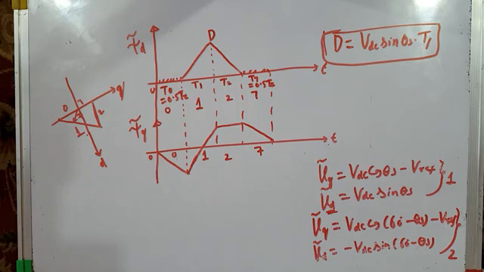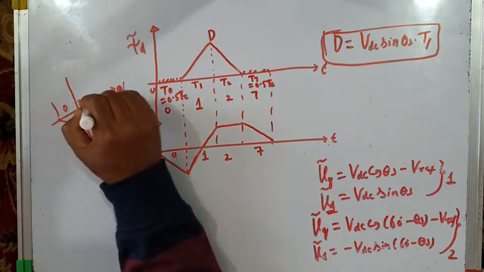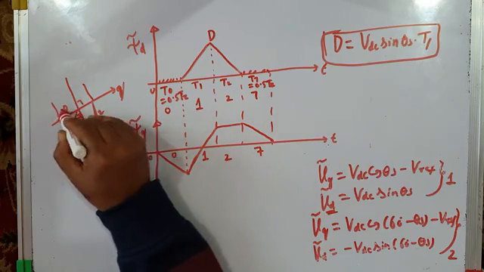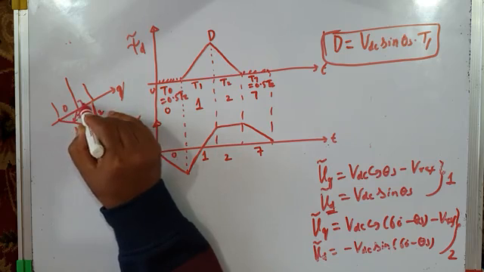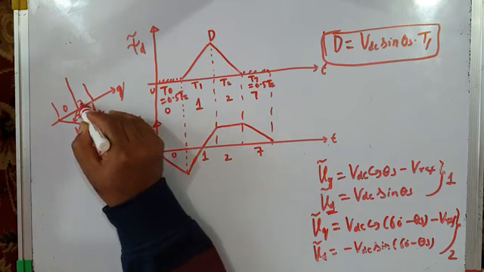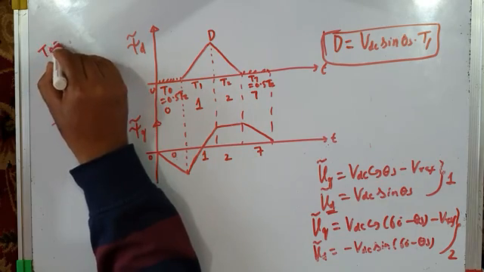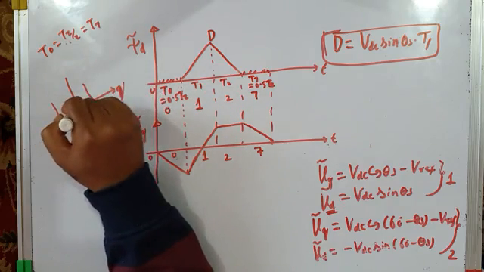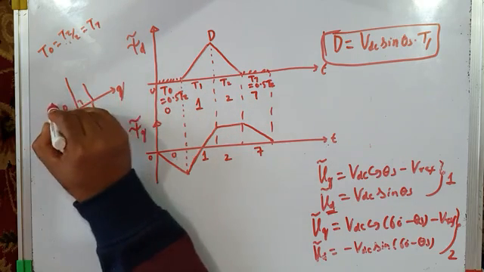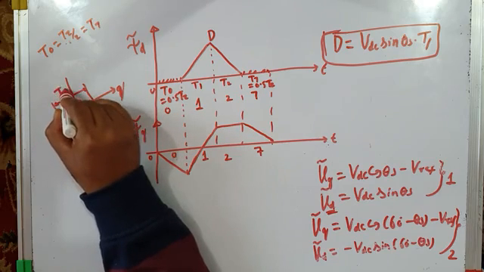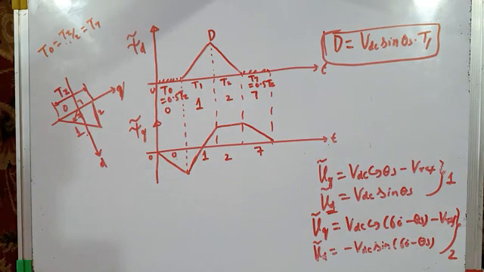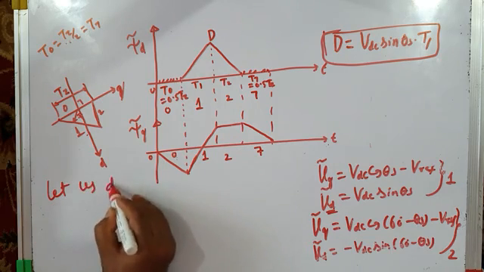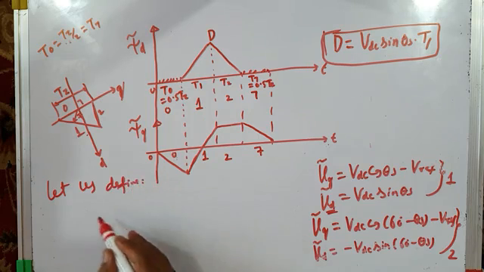Now from this diagram you can see when null vector 0 and null vector 7 are applied. Null vector 0 is applied for a time interval t0, and null vector 7 is applied for a time interval t7. What is t0? t0 is tz by 2, and t7 is also tz by 2. So the total time interval is tz by 2 plus tz by 2, which is tz. Fine. So let us define some quantities. The first quantity is qz.